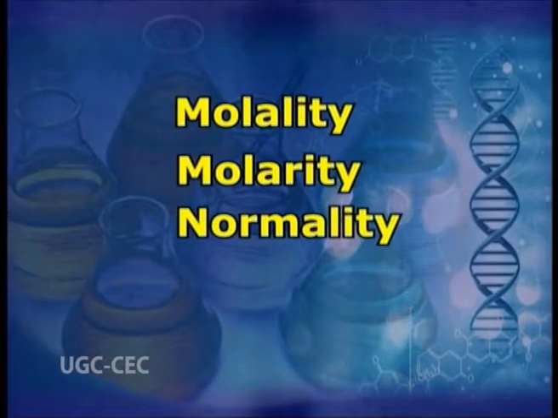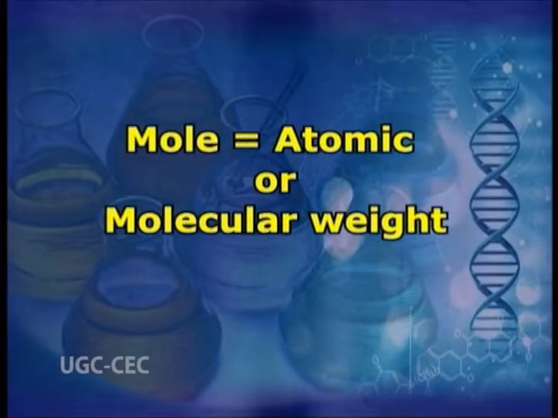There are 3 units of concentration that are particularly useful to chemists. These are molality, molarity and normality, and they are dependent upon the mole unit. It is believed that there was a specific number that would represent the number of atoms or molecules in a mole of that atom or molecule. The weight of that unit, known as a mole, would be equivalent to the atomic or molecular weight of the atom or molecule in grams.